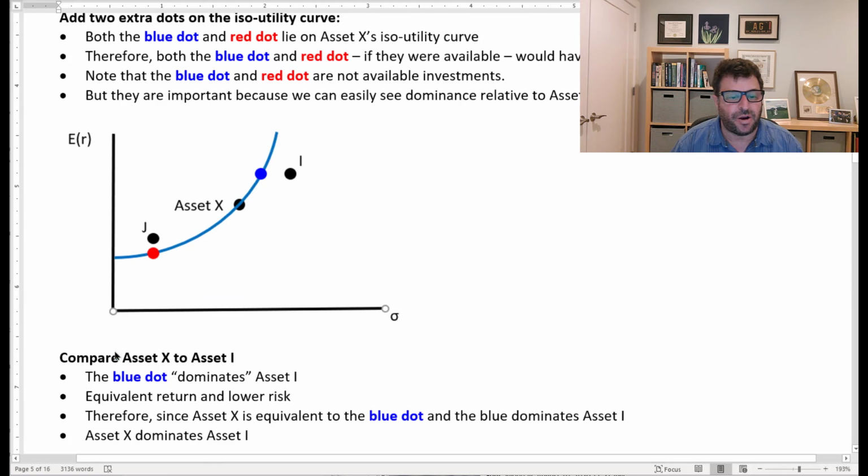So compare asset X to asset I. I can see the blue dot dominates asset I. It's to the left. Or if I drew it up here, it would be above. And so for identical return, it has less risk, or for identical risk, it would have greater return. And so equivalent return and lower risk. Therefore, since X is equivalent to the blue dot and the blue dot dominates I, X dominates I.